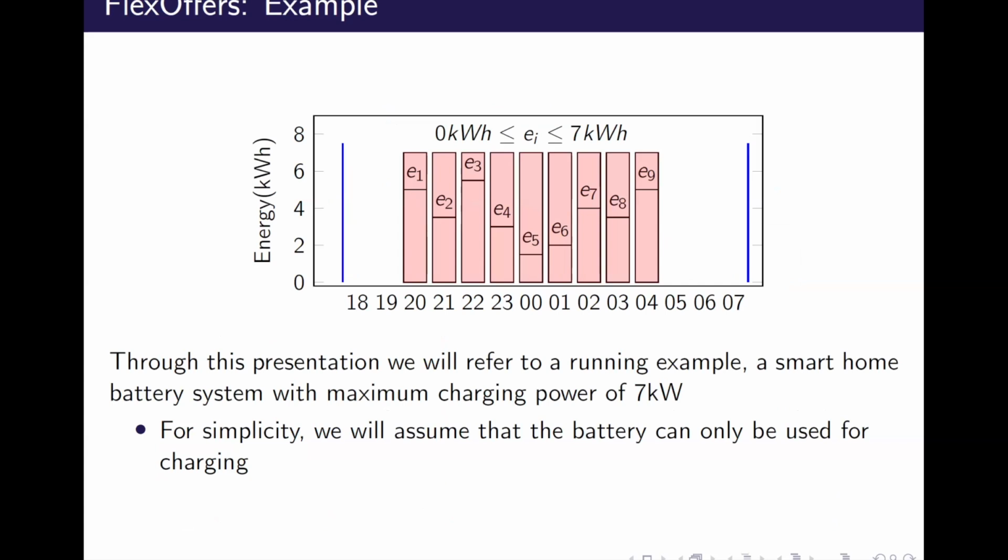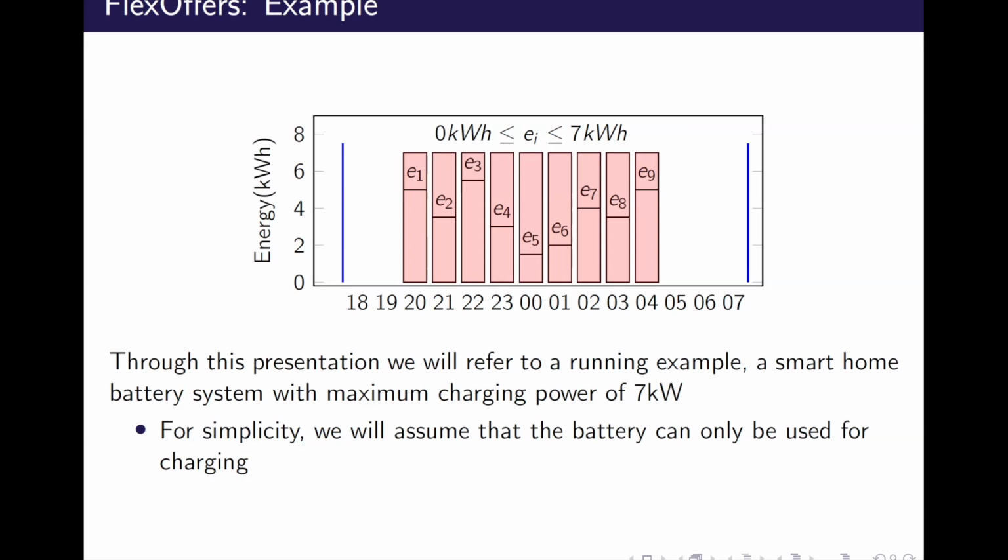Flex offers support both production and consumption modeling, of course. Here, it is visualized that the battery is connected from 1800 up to 700, and then between the hours of 20:00 and 4 a.m., you can charge it anywhere between 0 and 7 kilowatt hours for the given hour. The time flexibility here is that we can take this load profile and make it earlier by a few hours, as long as it's not earlier than 1800, and we can consume power at the latest at 700.